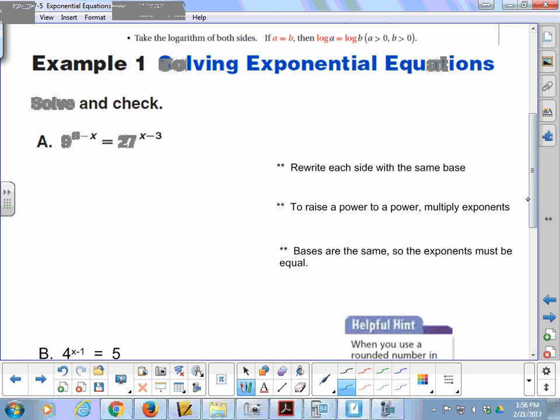So here is an exponential equation, because we have something raised to a power equals something else raised to a power. The first thing we're going to do is look at it with our calculator first. Put the left side in y1 and the right side in y2. So 9 raised to the power of 8 minus x, and 27 raised to the power of x minus 3.